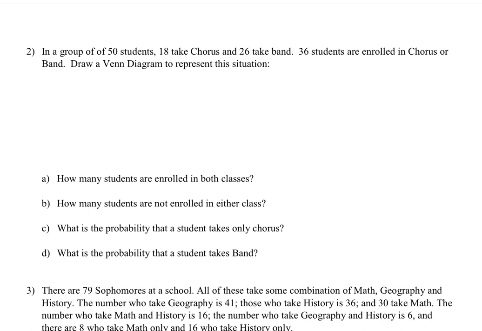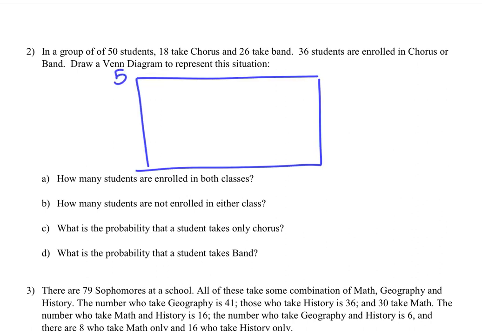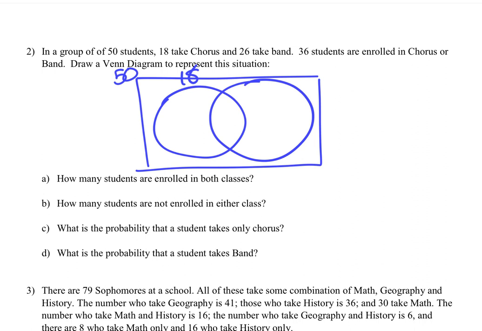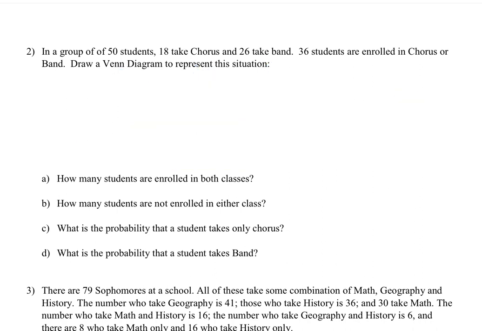All right. In a group of 50 students, 18 take, okay, let's just draw it. So this box is 50 people. 18 take chorus, and 26 are taking band. So this should be chorus, and this should be band. So this number is 18. You can do it however you want. This is just my OCD way.